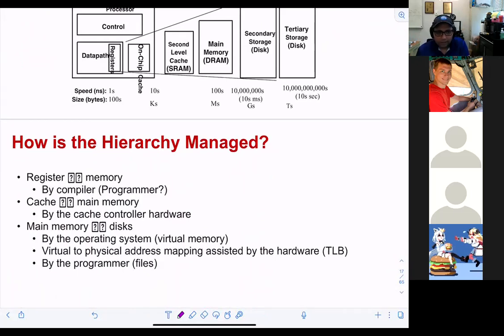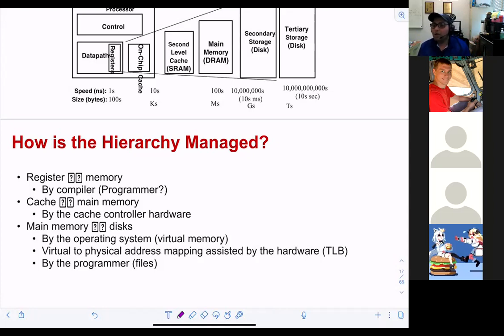So if I look into my hierarchy and see who is controlling the data movement between the registers and the memory, and the memory and the registers, somebody will tell me the compiler. Which means the code the programmer wrote is translated by the compiler, which moves load word and store word between memory and registers.